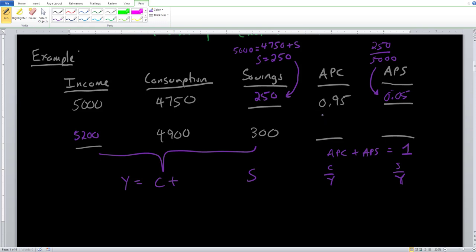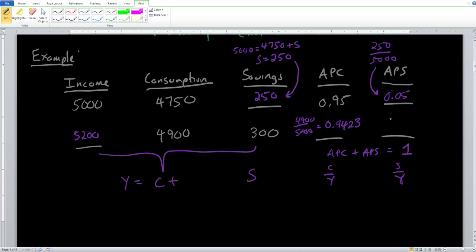For APC, it's going to be 4,900 divided by 5,200, C over Y. 4,900 divided by 5,200. This will give us 0.9423. So let me rewrite that a little bit better. One too many squigglies over there. So 0.9423. And then finally here, we can subtract this from 1, or we can just go ahead for savings.